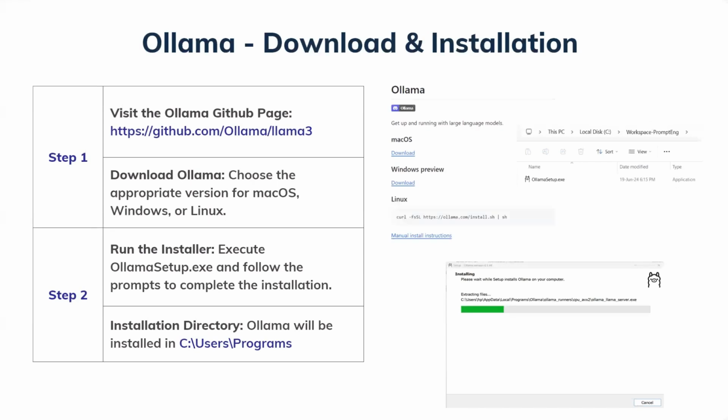So let's get started. To download Ollama, visit the Ollama GitHub page as shown on the screen and download the version appropriate to your operating system. And then run the installer, the Ollama setup.exe file, and follow the prompts to complete the installation.